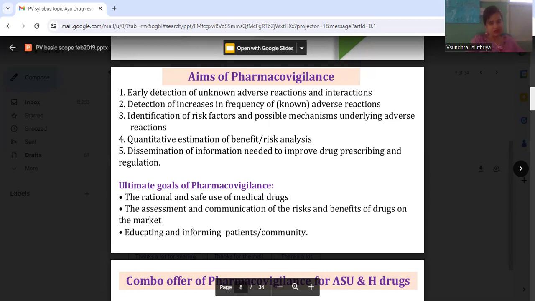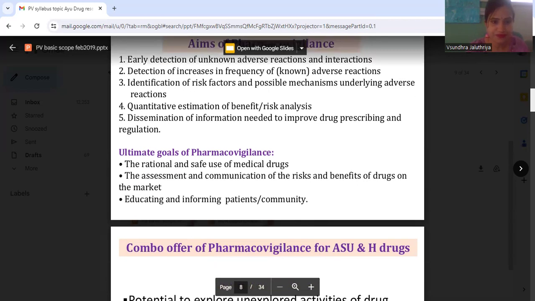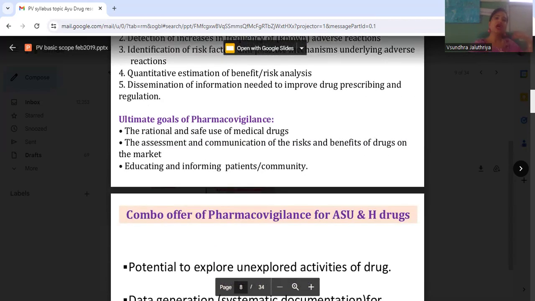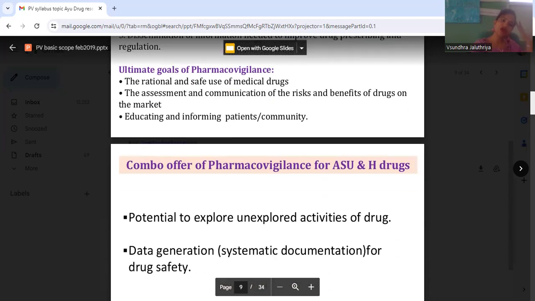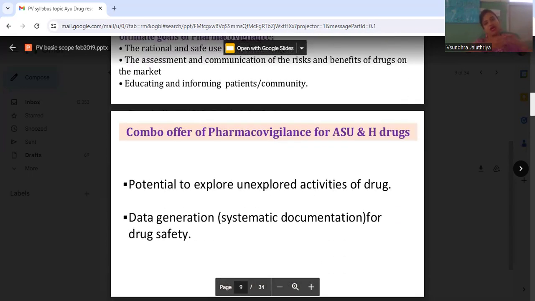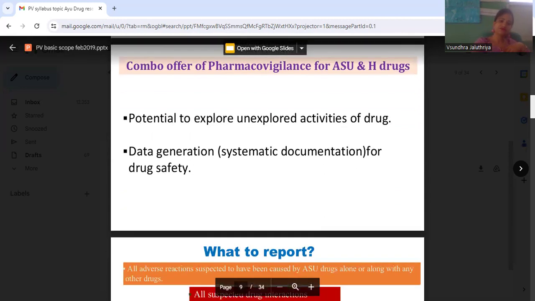What is the ultimate goal of pharmacovigilance? The rational and safe use of medical drugs, the assessment and communication of risk and benefits of drugs on the market, and educating and informing patients and the community. Scope of pharmacovigilance of Ayurveda, Siddha, Unani, and homeopathy drugs: potential to explore the unexplored activities of drugs, data generation, and systematic documentation for drug safety.